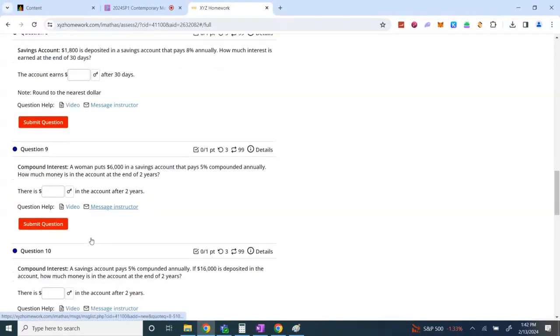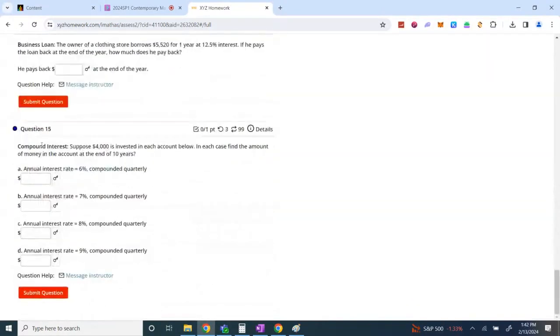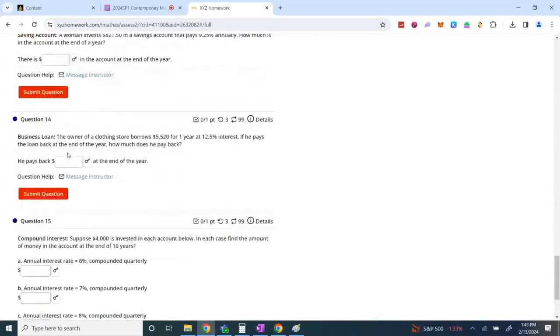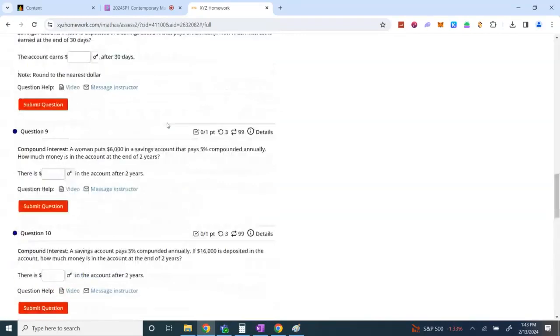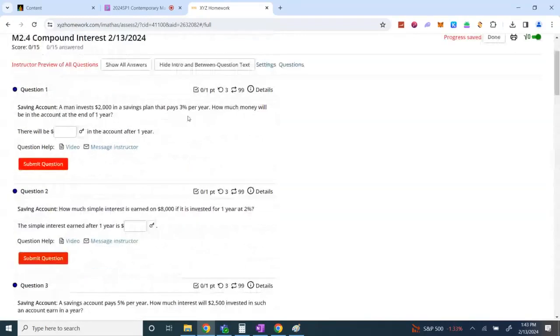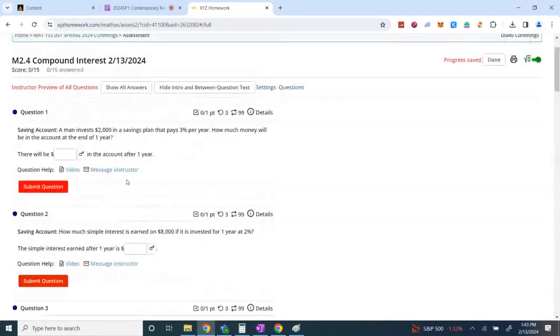Problems 9 through 15, they deal with compound interest. There are 2 different formulas for each one. So we're just looking at the simple interest first. So let's take a look at the very first problem.